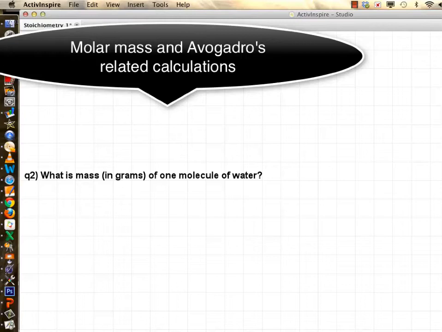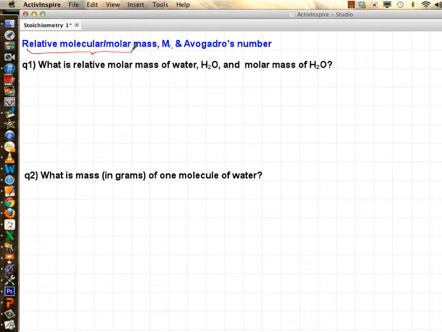In this tutorial, I want to talk about relative molecular or molar mass, which has M capital subscript R. I also want to talk about Avogadro's number and do some related calculations. Just remember 1 mole is equal to 6.02 times 10 to the power 23 particles. Now these particles are either molecules, atoms, or ions.